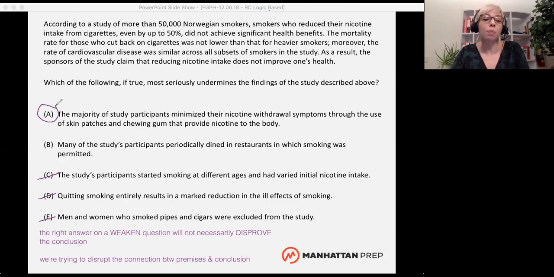Now you could say, okay, B, there's secondhand smoke in these restaurants. That could be relevant. The problem with B, and you guys are going to hate this, I promise you, it is so frustrating. It's the word many. That's a problem.